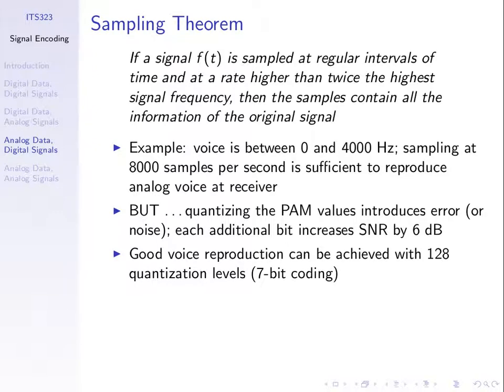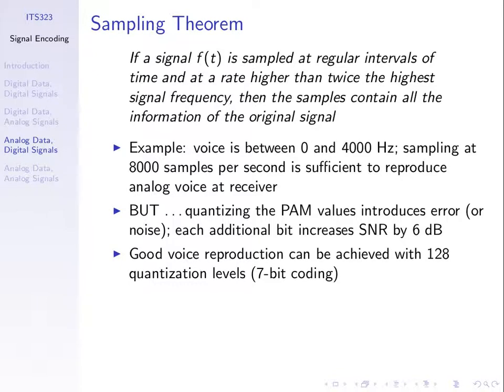So for voice, if we sample at 8,000 times per second, we get the best quality that we can achieve. If we sample at 10,000 times per second, higher, we will not improve the accuracy. That's what the sampling theorem tells us. If we go any higher, it's okay, but we will not get better accuracy. If we go less than 8,000, let's say 6,000 samples per second, we will get lower accuracy, lower quality. So if we go at twice the highest frequency component, that's usually sufficient.